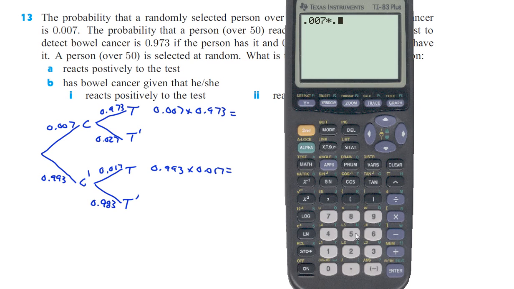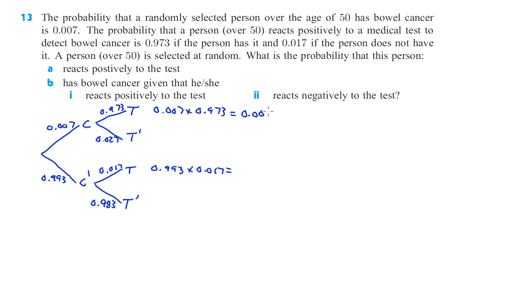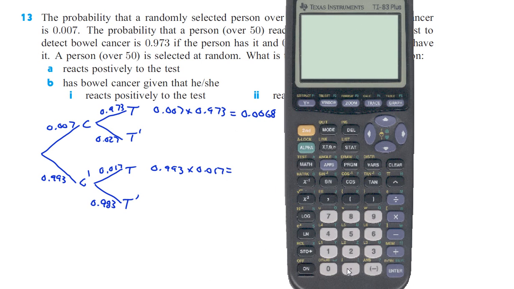0.007 times 0.973 gives us 0.0068. Okay, and then we've got this one, 0.993 times 0.017, which is 0.0169. Let's see, we need 4 decimals there, so 1, 2, 3, 4. So we'll do 0.0169, yeah.